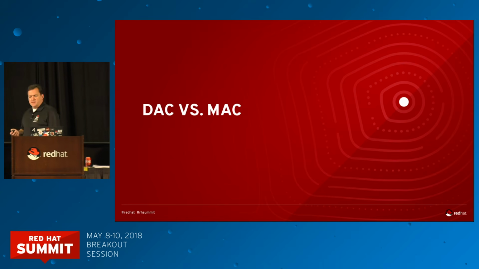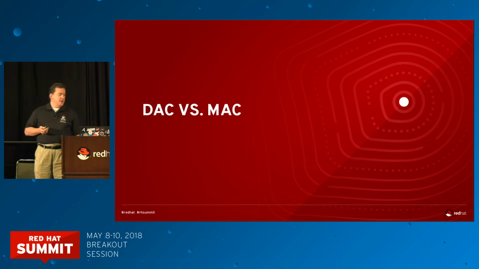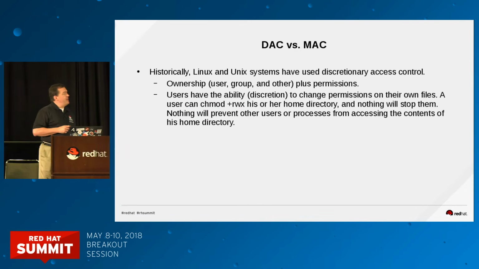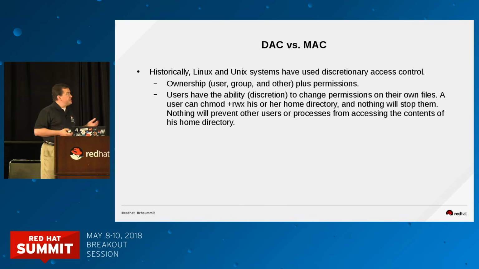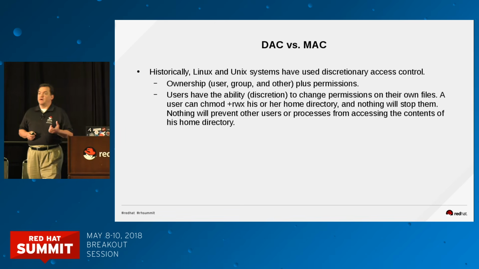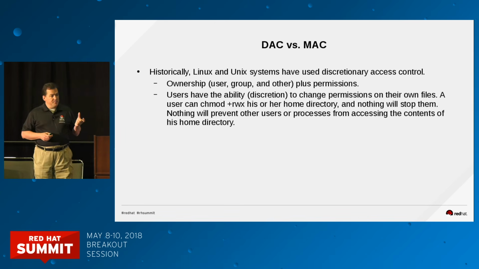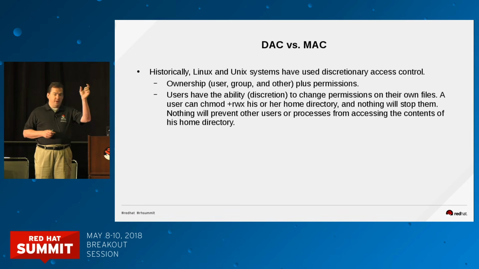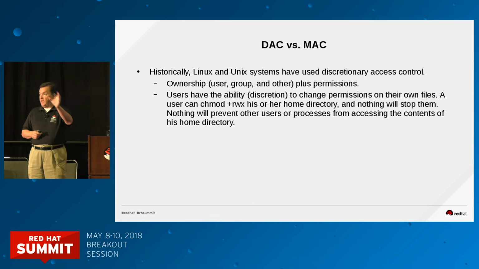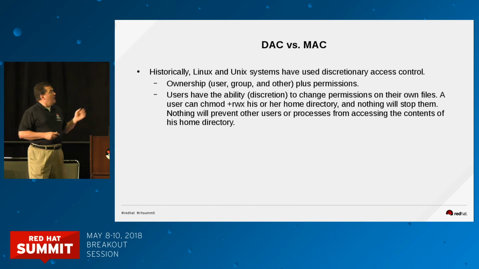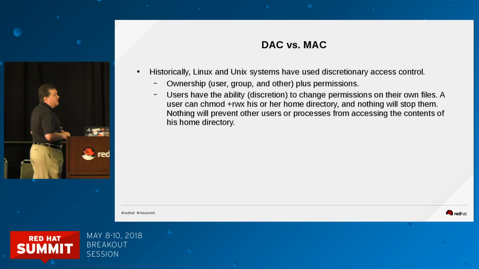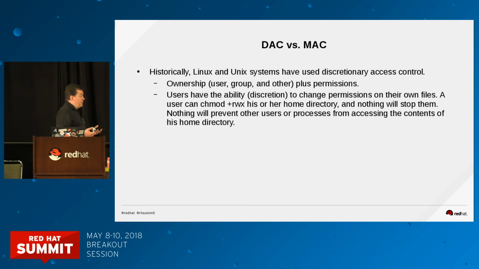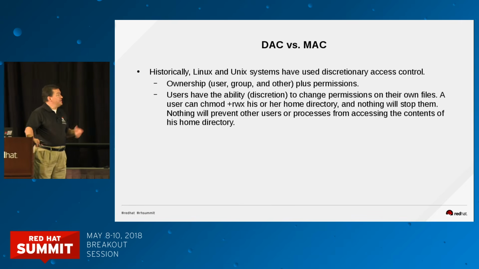So some of the concepts that we need to understand are discretionary access control versus mandatory access control. Now, traditional Unix systems have always used discretionary access control. So you have the concept of owners of files and processes, right? The user that owns the file, the group that owns the file, or anyone else, which we call other, plus permissions. You can have read, write, execute permissions on the files, and you own them. And users have the ability, or discretion really, to do whatever they want to with their files, right?